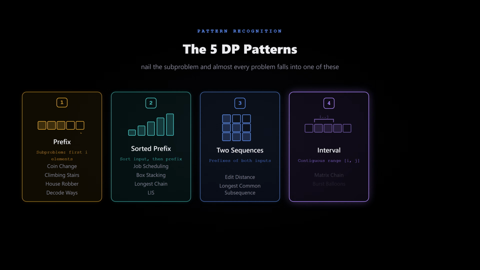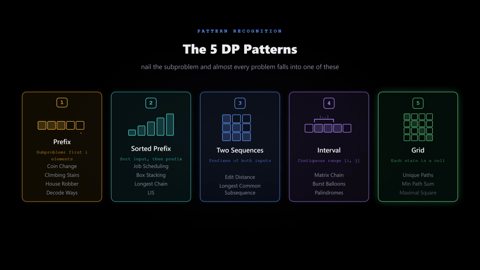The fourth pattern is interval DP. Here the subproblem is no longer a prefix. Instead, it's a contiguous range from i to j. Matrix chain multiplication follows this pattern. So do problems like burst balloons and many palindrome-related DP problems. And the fifth pattern is grid DP. Your input is already 2-dimensional, and each state represents a cell in the grid. Unique paths, minimum path sum, maximal square, all of them fit this structure. Now these aren't the only DP patterns that exist, but they cover a huge percentage of problems you'll encounter early on.